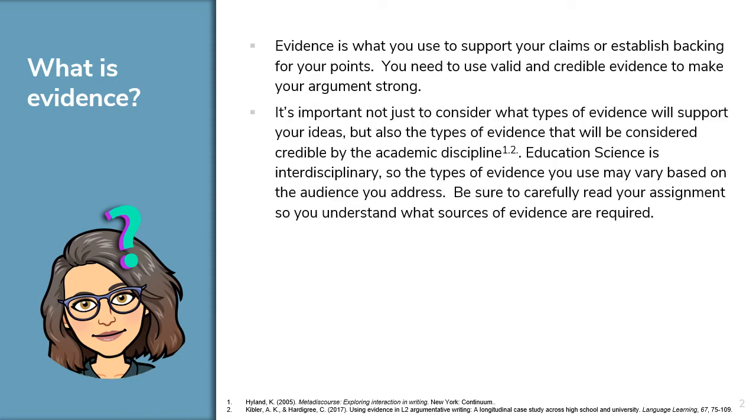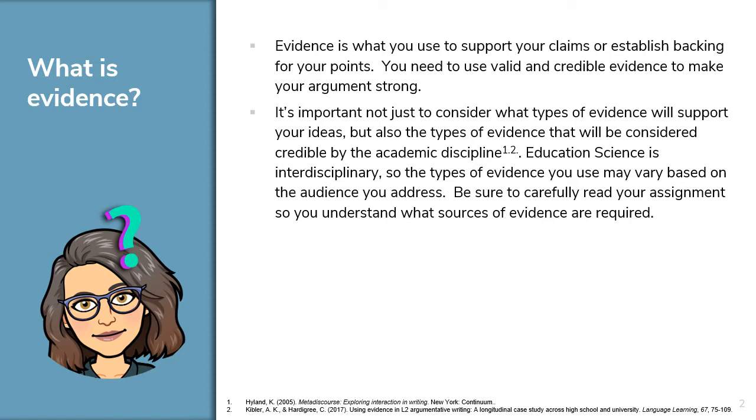You'll need to use valid and credible evidence to make your argument strong and convince your readers and audiences. So it's important not just to consider what types of evidence will support your ideas, but also the types of evidence that are considered credible within your academic discipline. Education science is interdisciplinary. We pull from the social sciences, we pull from humanities, we also pull from informatics. So the types of evidence that you use would vary based on the audience you address. You'll also find that the type of assignment you have is going to vary in terms of what's considered evidence.